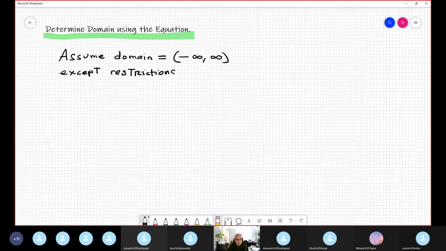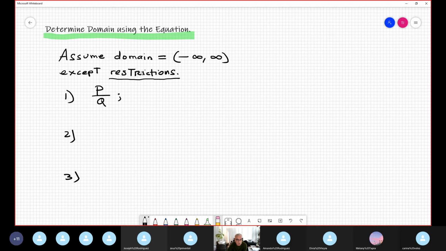And what is a restriction? Well, a restriction is when it's undefined, and we basically have three possibilities to be undefined. One: you have, for example, a fraction p over q, where p and q represent expressions, and p over q is a function. The restriction in this case is that q is different from zero. The p does not participate, q yes, because division by zero, p divided by zero, is completely undefined.